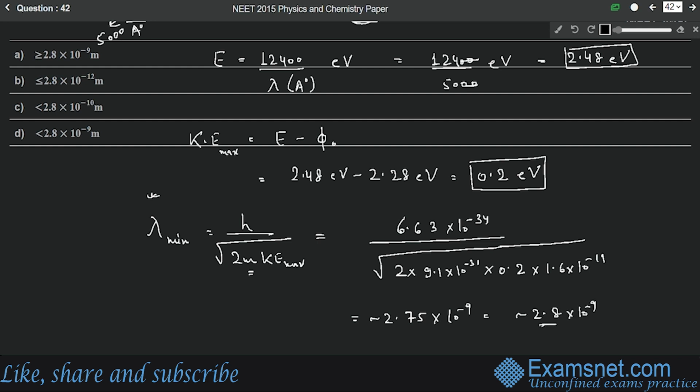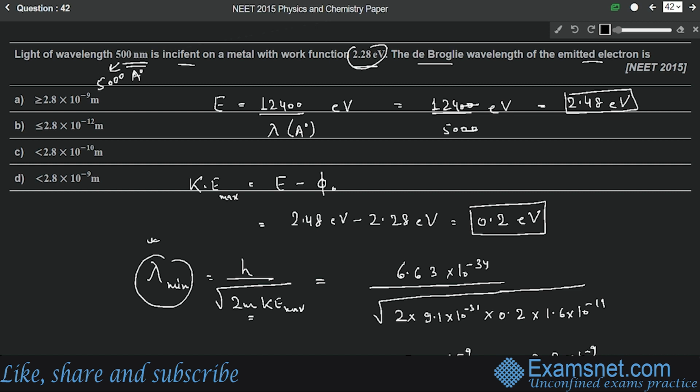Now this is the minimum wavelength of the emitted electrons. Okay, the wavelength cannot be less than this. So the de Broglie wavelength of the emitted electron will be more than this. Okay, so it should be more than 2.8 into 10 to the power minus 9 meter. Option A will be the correct answer.